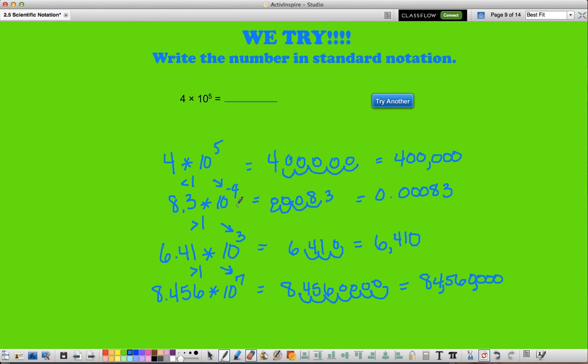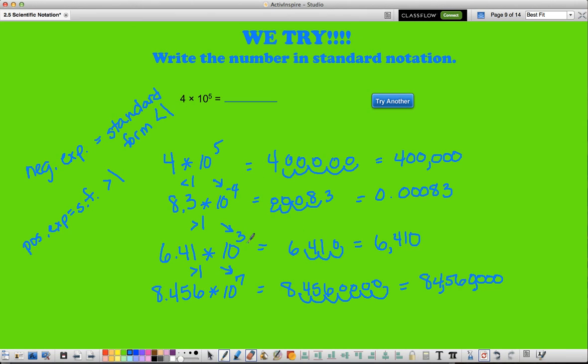All right, so again, the negative exponent tells you if your answer, so negative exponents equal a number in standard form that is less than 1, and positive exponents equal a number in standard form, so I'm going to put SF, that is greater than 1.